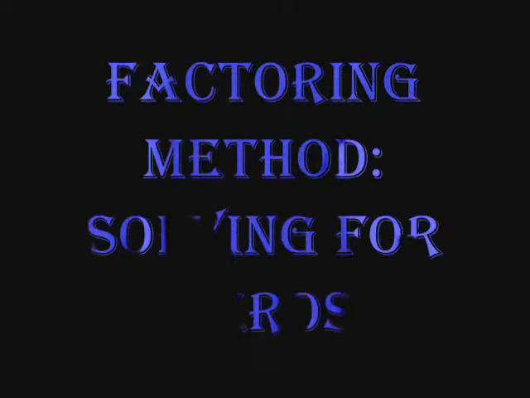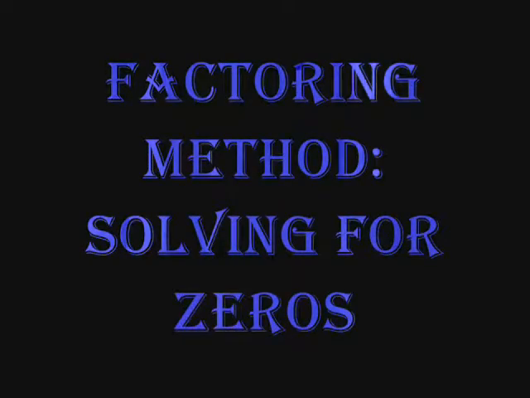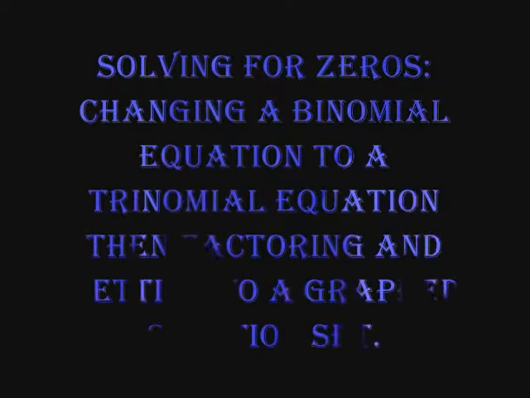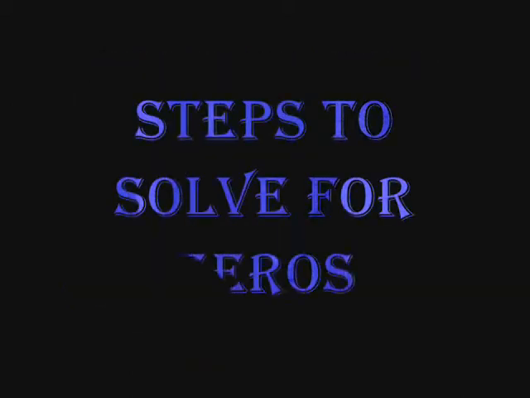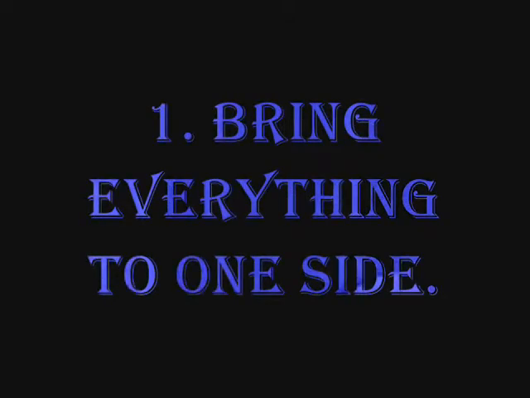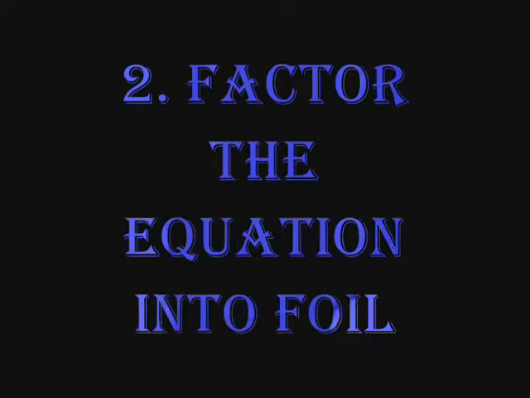Factoring method, solving for zeros. Solving for zeros is changing a binomial equation to a trinomial equation, then factoring and getting to a graph solution set. Steps to solve for zeros. First, bring everything to one side. Then factor the equation into FOIL.